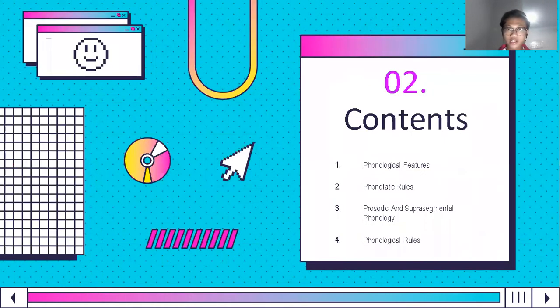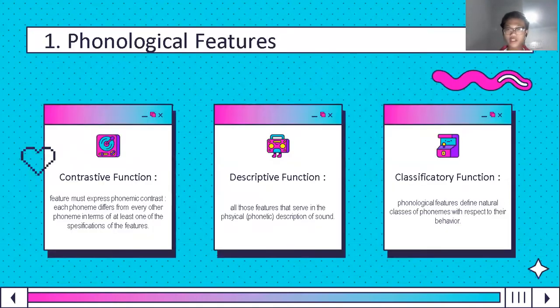Next, we're going to the content. Here, we have phonological features, phonetic rules, prosodic and suprasegmental phonology, and phonological rules. The first is phonological features.